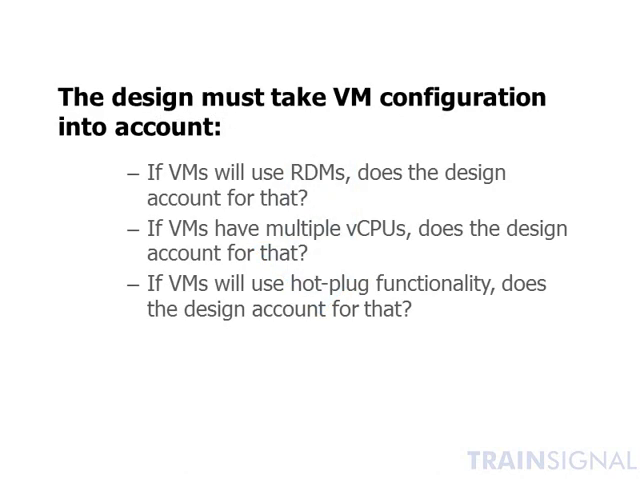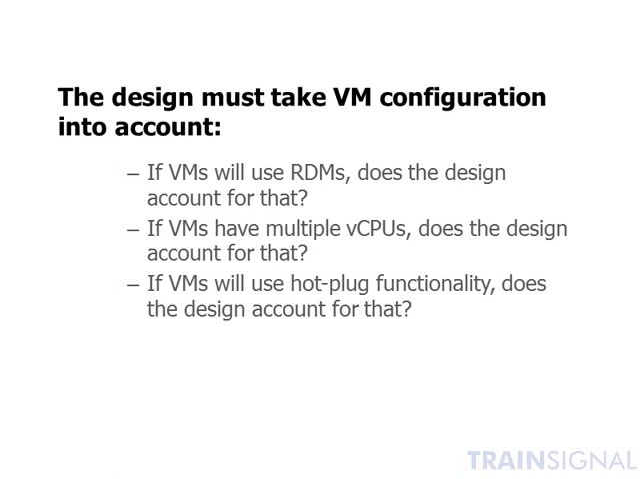For example, if the VMs are going to use raw device mappings or RDMs, does your design account for that? Perhaps your design specifies that you're going to use the NFS protocol, in which case you can't use RDMs. And if you have applications in your VMs, either applications that exist in the current environment or applications that you are going to deploy that for whatever reason require RDMs, well, now you've got a problem. Your design can't account for the need that the VMs have.